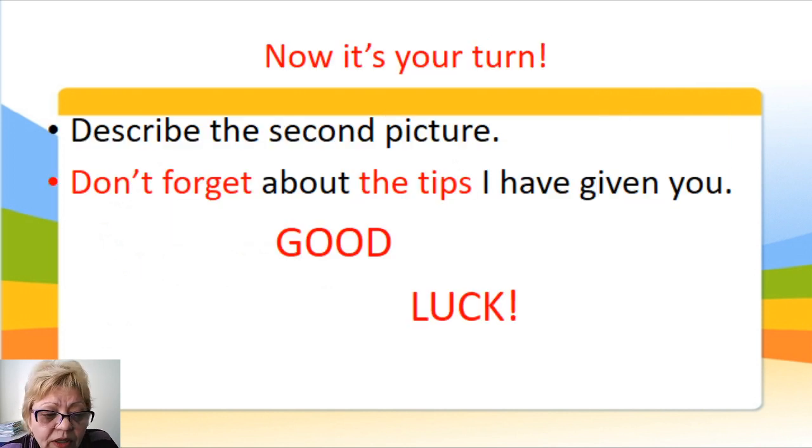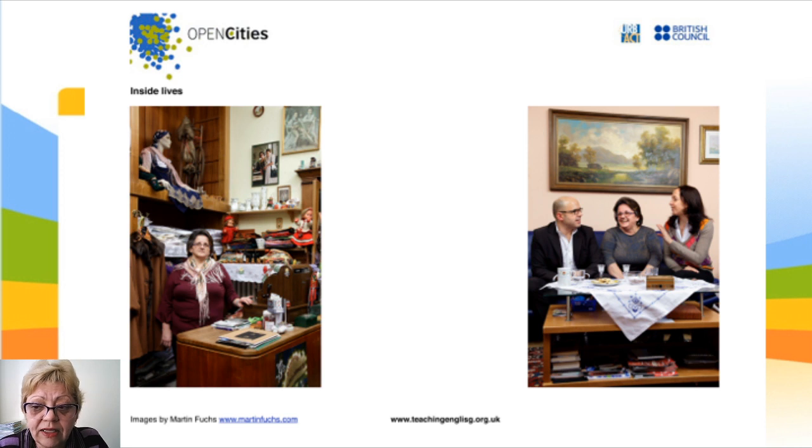Okay, now it's your turn. Теперь будет ваша очередь описывать картинки. Describe the second picture. Don't forget about the tips I have given you. Итак, ваше домашнее задание – описать вторую картинку. The same woman with her family at home. Свое описание вы фотографируете и присылаете мне в эл.жур. Эта работа будет стоить у вас 4 балла. Вторая картиночка в презентации.